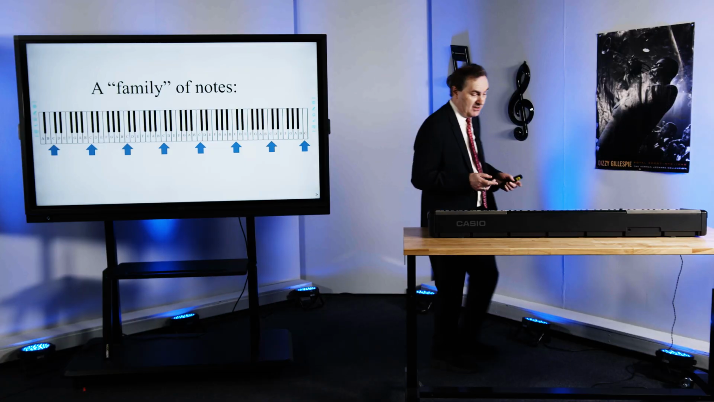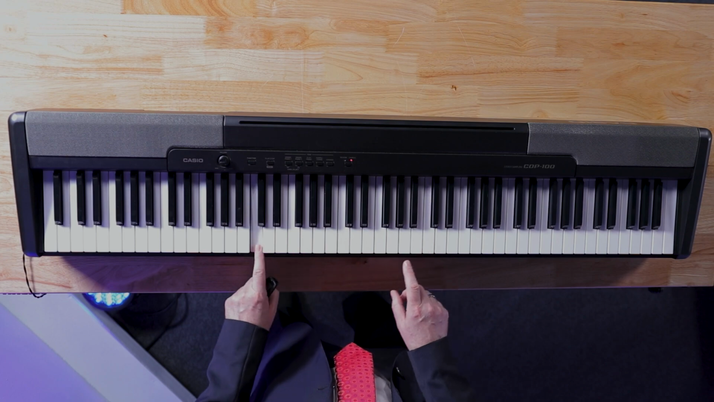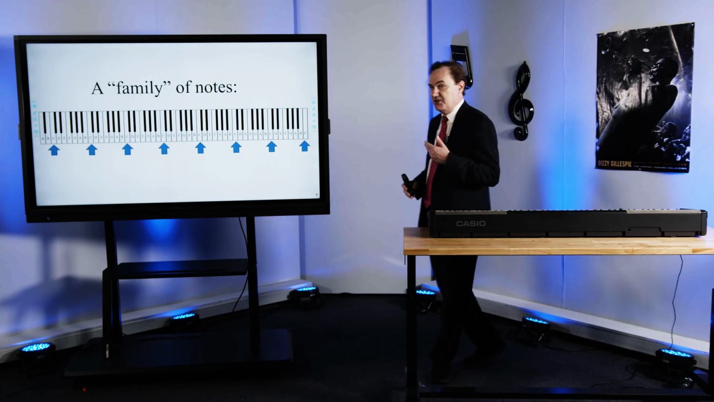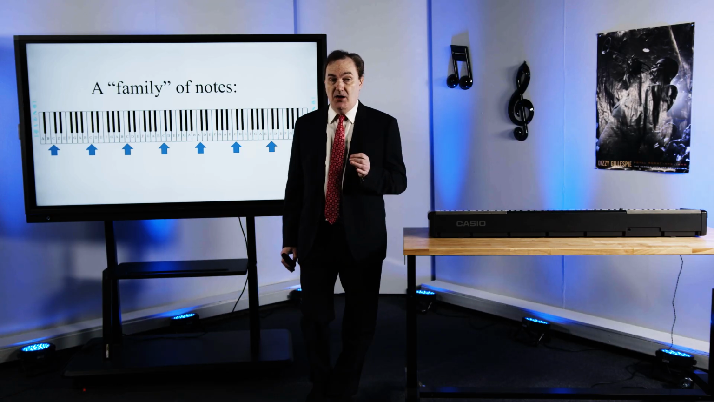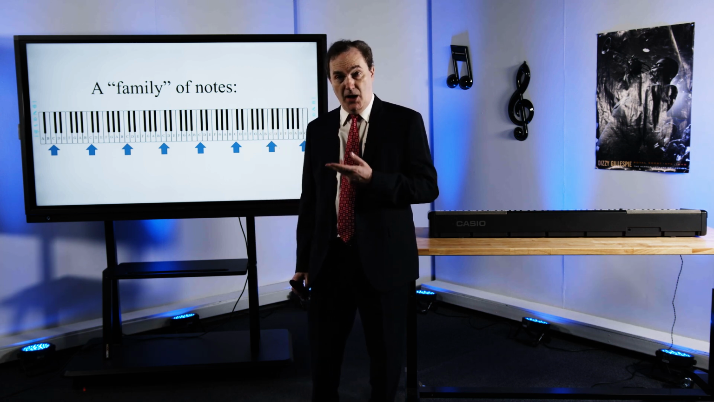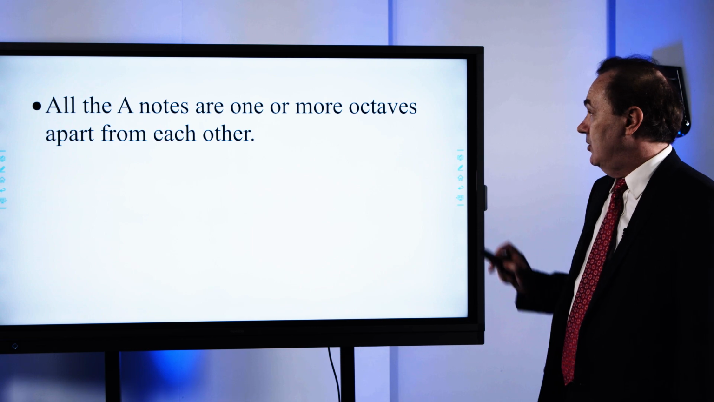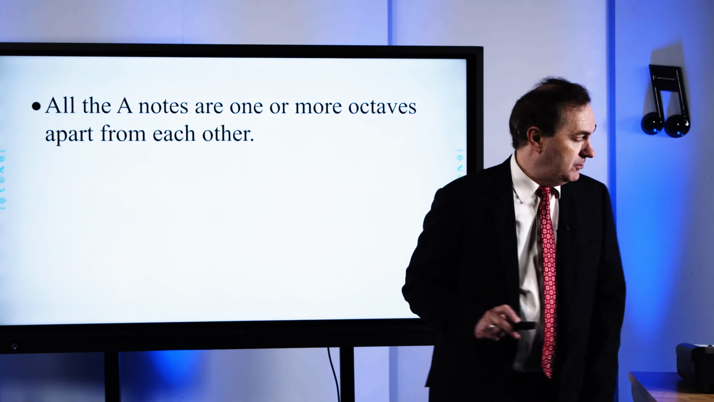So just going back to my C notes, I won't do all of them, but here's a few. You see, they all sound very similar. Why? Because all the notes in the family are one or more octaves apart from each other. Any two notes that are one or more octaves apart sound very similar to each other and hence belong to the same note family. So all the A notes are one or more octaves apart from each other.